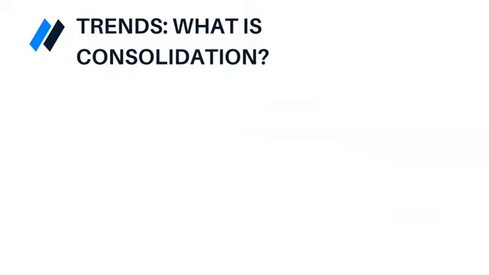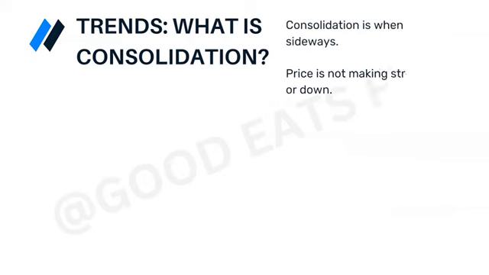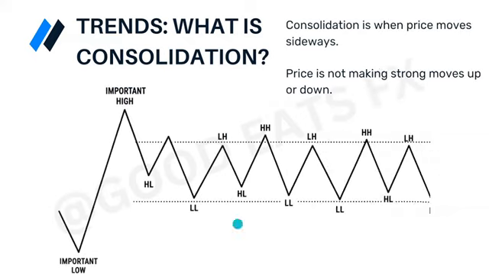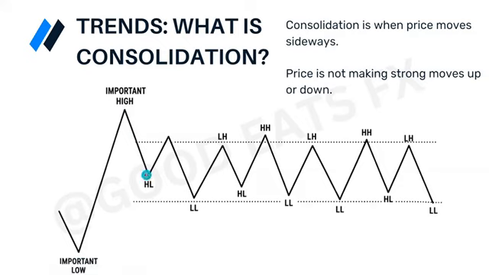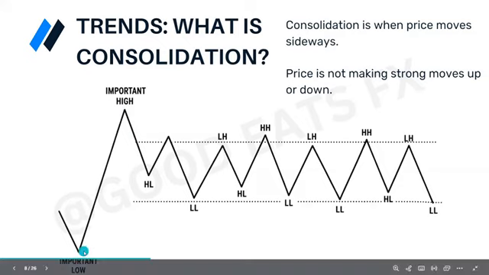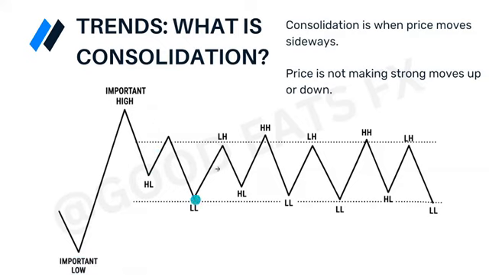Consolidation is when price moves sideways. It's not making any strong moves up or down. And it would look something like this. Price will make a movement from a low to a high in this example. And then we start to see a low that's higher than the previous low, a high that is lower than the previous high. And what you see is you're just jigsawing between lower lows, lower highs, higher lows. There's no clear indication. You're stuck in a box. And this is what a consolidation is.